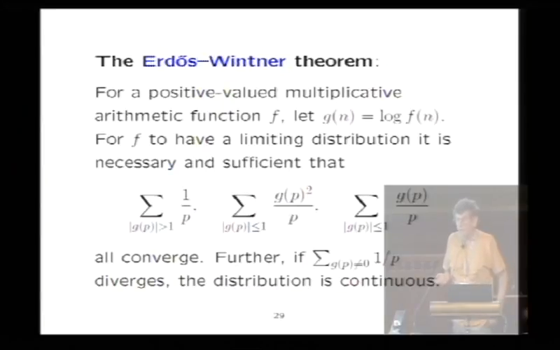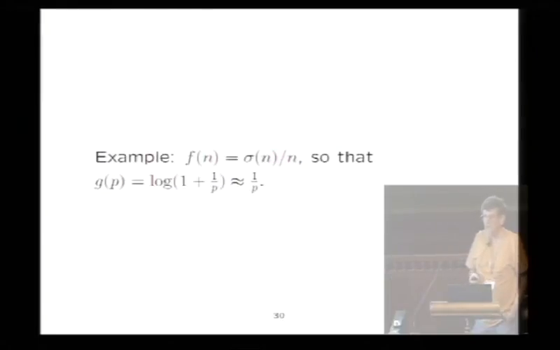And furthermore, there's a simple criterion for the distribution function, this d sub sigma of u of the Davenport, for example, to be a continuous function. The condition is that a fourth series should diverge, the series of 1 over p, where g of p is not 0. If it's continuous, there are still further issues to decide, for example, whether it's absolutely continuous or purely singular, but I won't get into that. Let's look at an example.